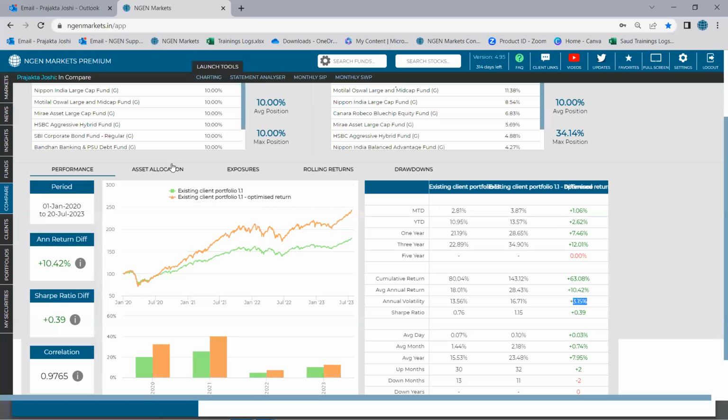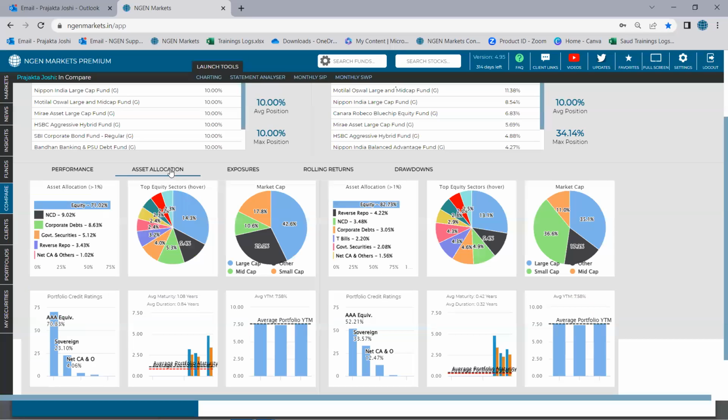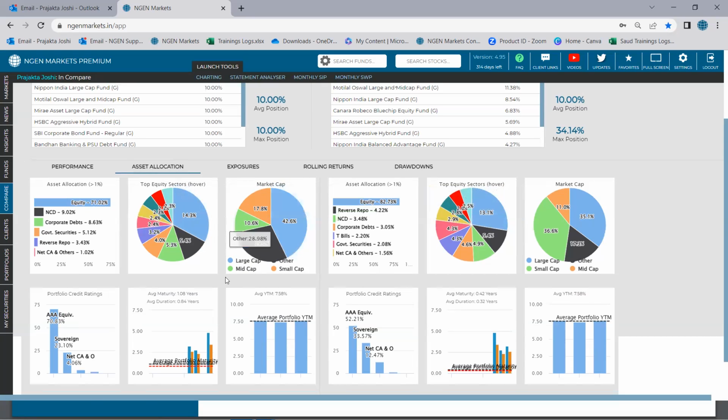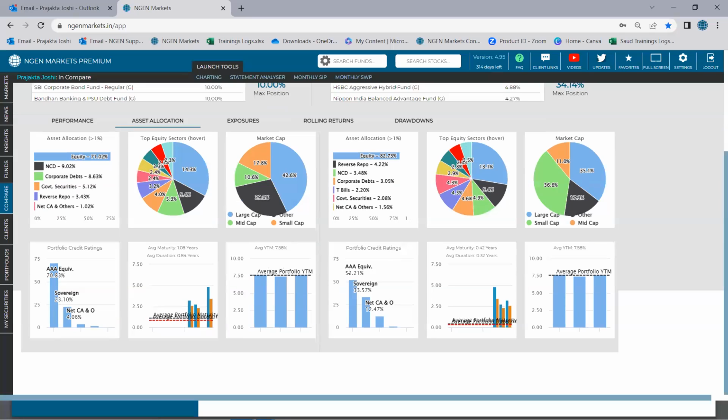Now moving on to asset allocation. We can definitely check this as well for the two portfolios that we have created. In asset allocation, what we can actually check is top equity sectors. In this case, in the existing portfolio, banks as a sector is allocated to an extent of 14.32%. On the other hand, in the optimized portfolio, it has an allocation of only 13.06%. And of course, so on and so forth. Large cap, mid cap, small cap exposures are definitely highlighted here as well. For the debt components in the portfolio, we've definitely given you the portfolio credit ratings.